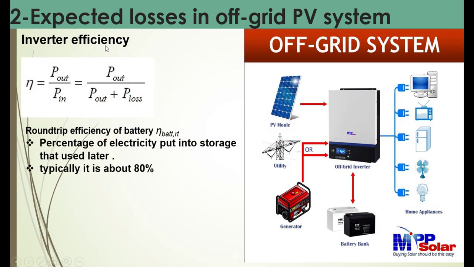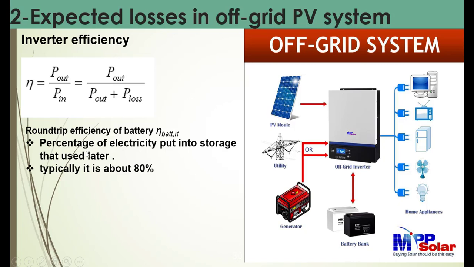If we are looking at this equation that represents the inverter efficiency, the inverter efficiency represents the relation between the power output with respect to the power input to the inverter, and this relation can be divided to the power output divided by the power output plus the power loss.